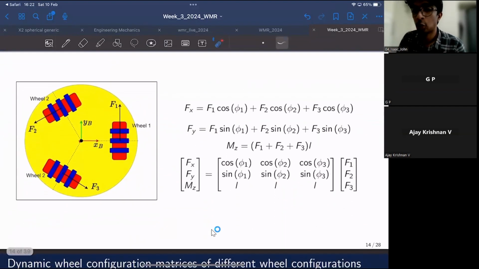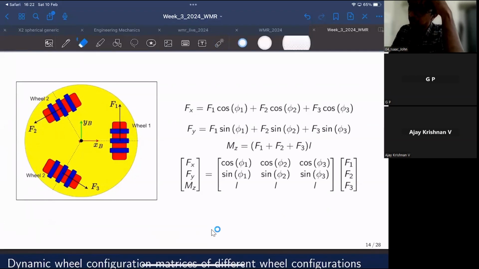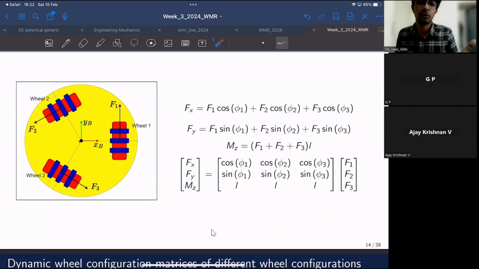And similarly, in the case of an omni-wheel robot, it also has forces exerted along this direction, because this is the axle of the wheel, and these are the rollers. So the roller axes are along these lines, and the force exerted by wheel one would be along this direction, positive force. Forces exerted by wheel two would be along this axis, and same for wheel three. And if you resolve all the forces along x, y, and moments about the z-axis, you will end up with this equation: F1 cos phi1 plus F2 cos phi2 plus F3 cos phi3. So that is the net force on the x-axis.